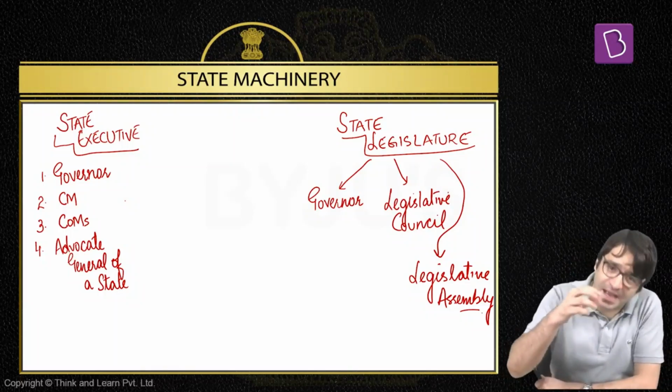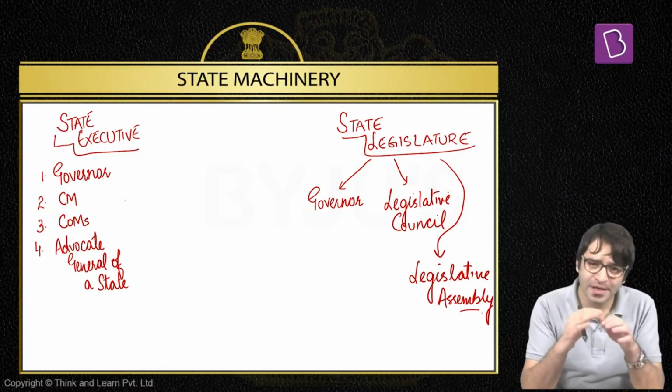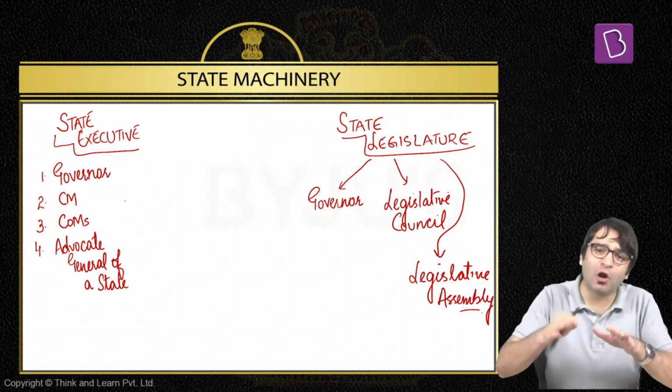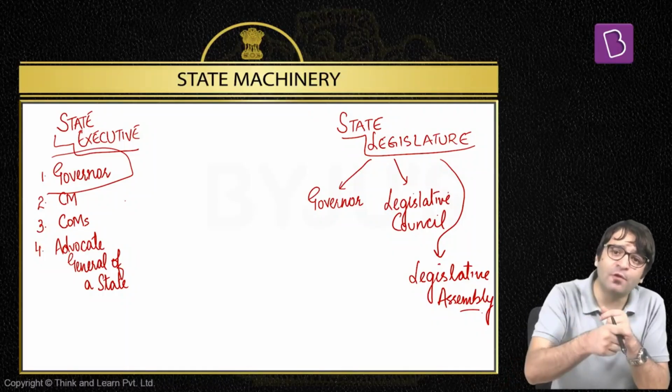So at the state level also, we have a cabinet minister. We have ministers of state. We have ministers of state with independent charge. Similarly, the chief minister and the council of ministers, they hold office during the pleasure of the governor. In a similar fashion, the prime minister and the council of ministers, they hold office during the pleasure of the president.